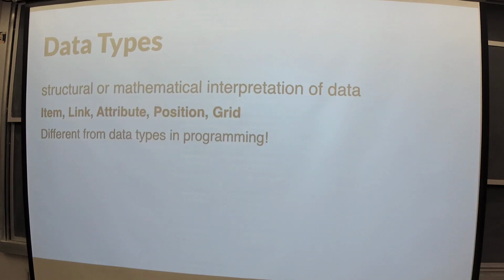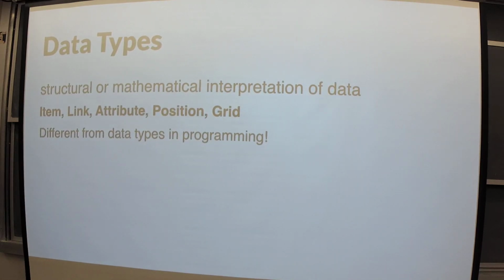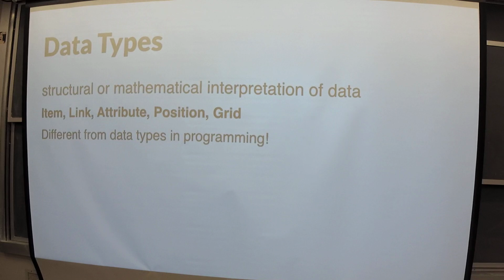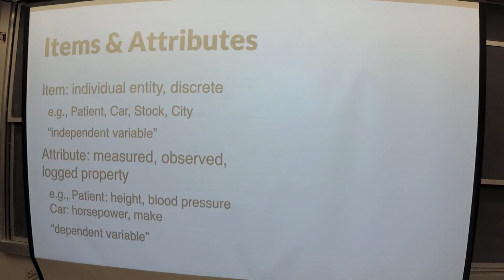or something like that. The data types that we're talking about here are different from what you think of as data types in the programming language. These are like the items, the links, the attributes, positions, and grids. So this is the structural or mathematical interpretation of the data. And so remember the difference between items and attributes.